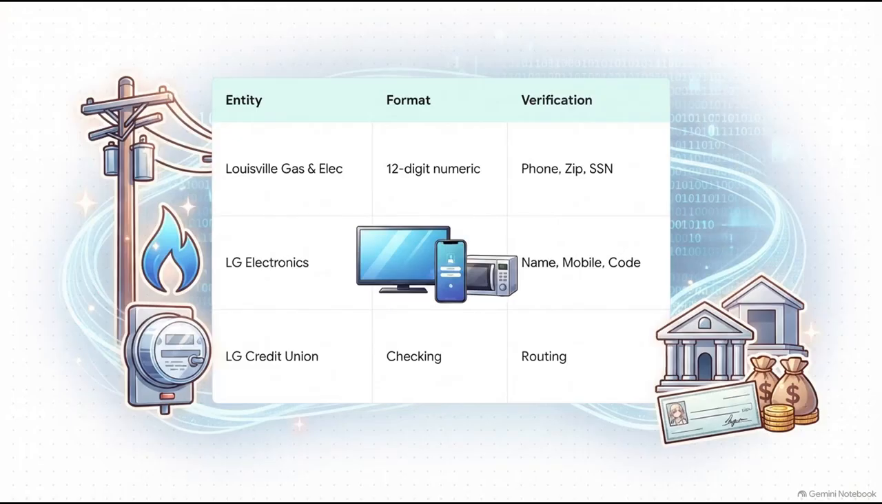Before we actually find your number, let's quickly clear up a bit of confusion, because the letters LGE can mean a few totally different things depending on what service you're trying to access. We are focusing today on the Louisville Gas and Electric Utility, which uses a very specific 12-digit numeric identifier. This is completely different from LG Electronics, which just uses your registered email for things like smart TVs and appliances. It's also different from the LG Credit Union, which uses standard routing and checking numbers. So for your home utility bills, just remember, you're looking for exactly 12 digits.